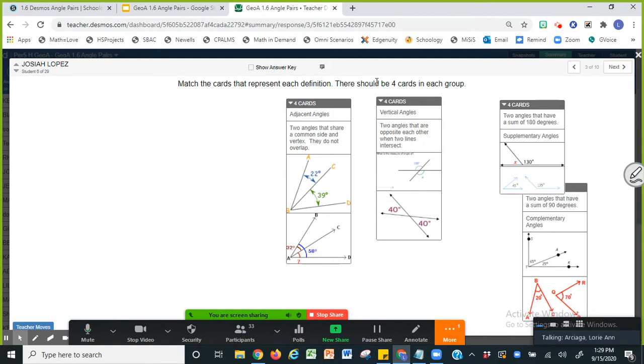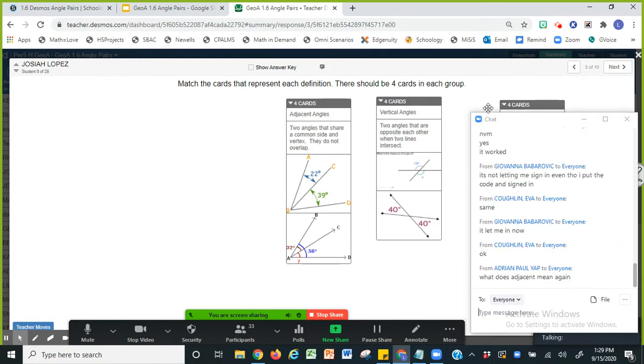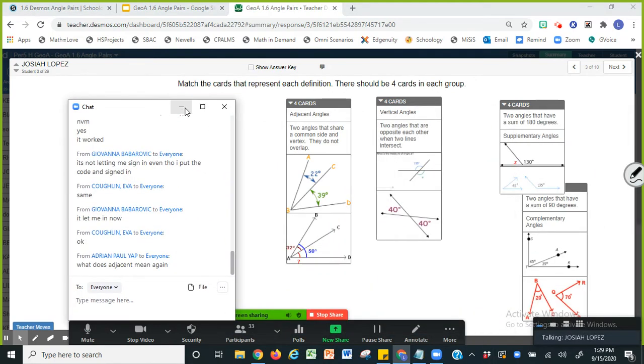Okay. So I'm sharing your screen right now. You want to explain how you did some of these? Well, I remember that supplementary angles are two angles that have a sum of 180 degrees. So I put the ones that add up to 180 in the supplementary one. And the one that says complementary, two angles that sum up to 90 degrees. The first one sums up to 90, and the second one also sums up to 90.